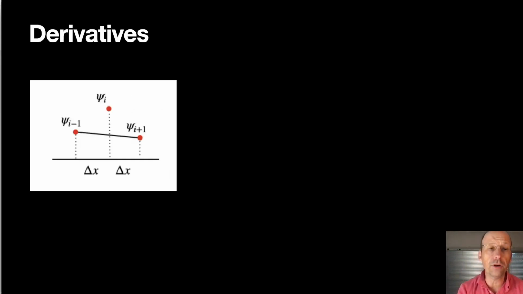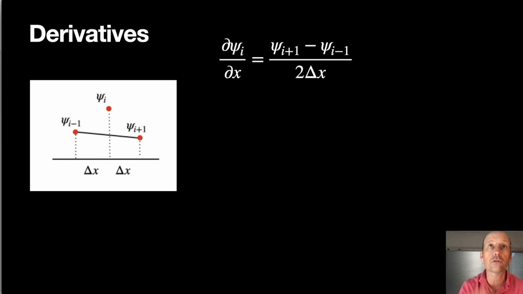So let's just look at 3 of these points. The ith point right there in the middle. If I want to take the derivative at the ith point, I could do that by looking at the difference between the one before it, i minus 1, and the next one, i plus 1. The derivative is just the slope between those points, which would have a displacement of 2 delta x. So I can write the partial derivative at the ith element as psi i plus 1 minus psi i minus 1 over 2 delta x. It's just a slope.